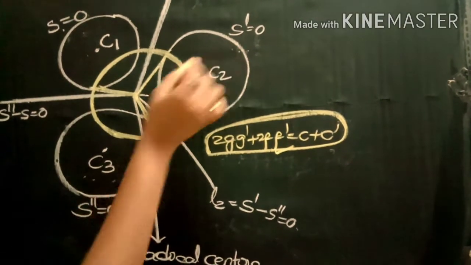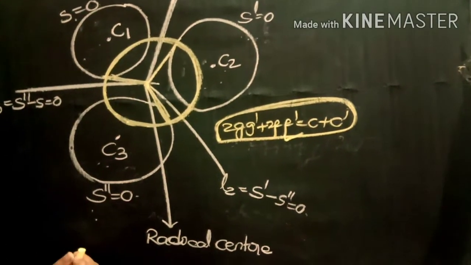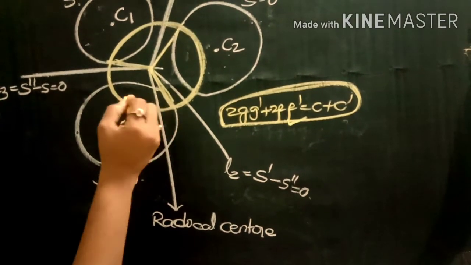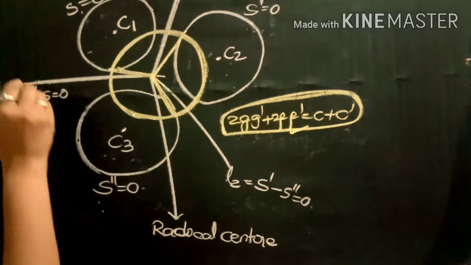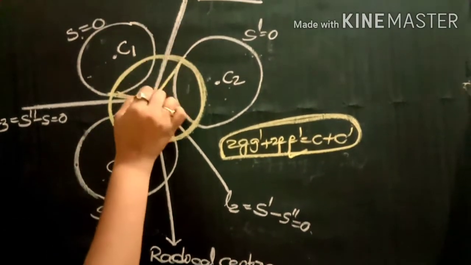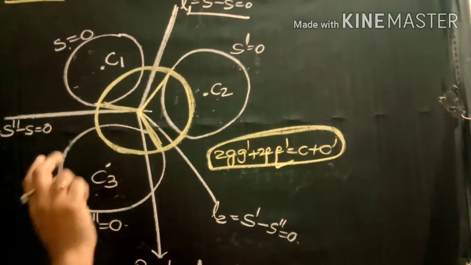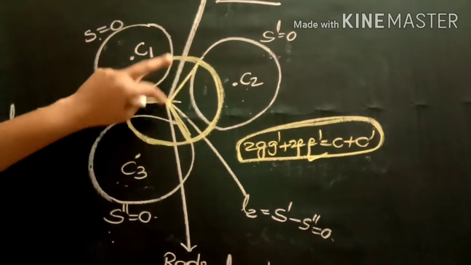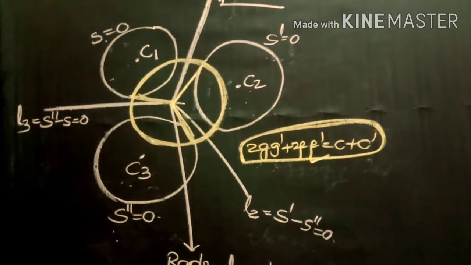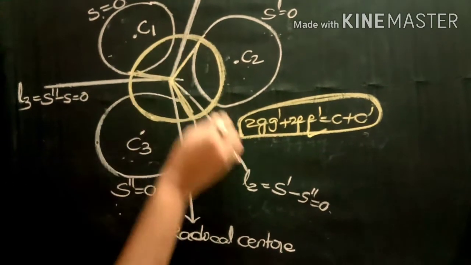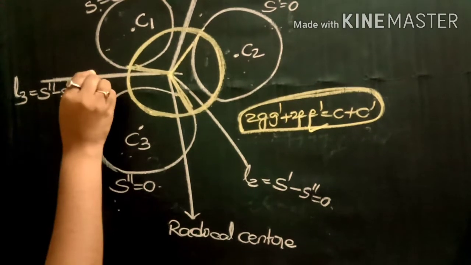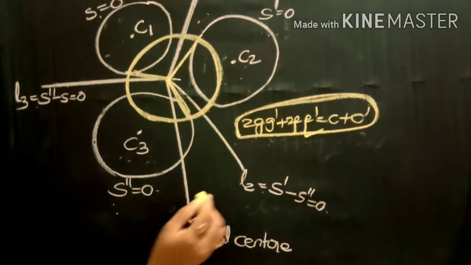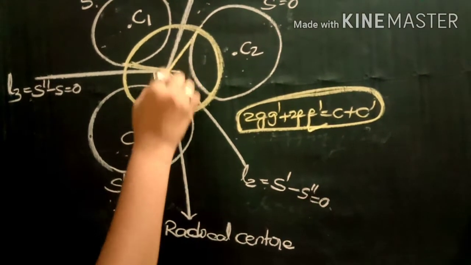And the other procedure is this. We have three circles and want to find the equation of the circle orthogonal to them. First we find the equations of the radical axes. We can find any two radical axis equations, that is L1 L2, or L2 L3, or L3 L1. It's enough to take only two equations. Next we find the point of intersection of the two lines, and then we get the radical center.